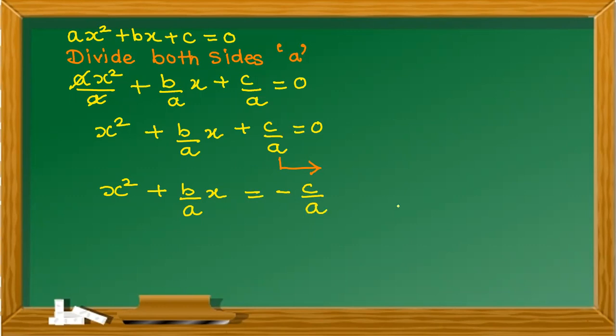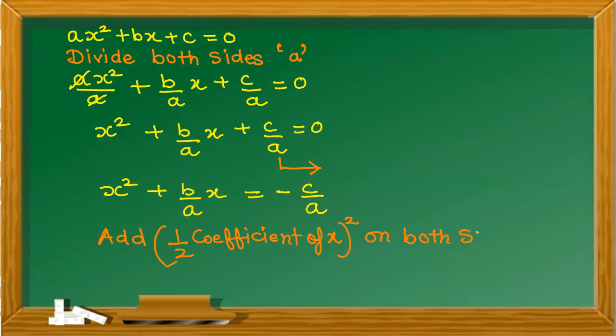Now, what is the third step? In the third step, we will complete the square on the left hand side. Now, in order to complete the square on the left hand side, we have to add half the coefficient of x, and its whole square, on both sides.